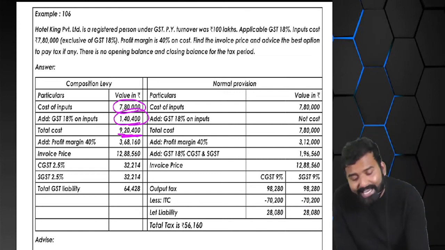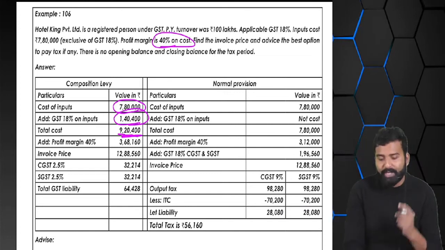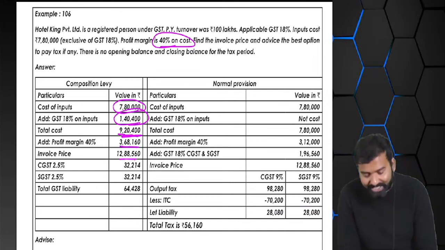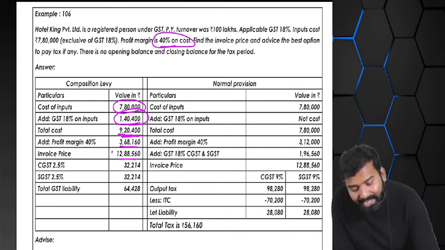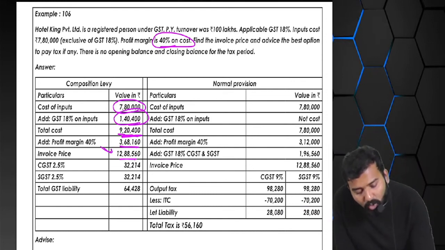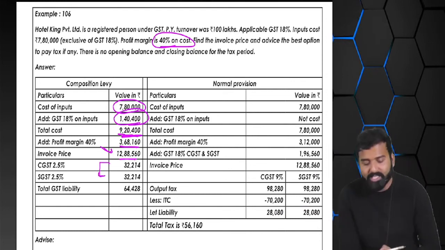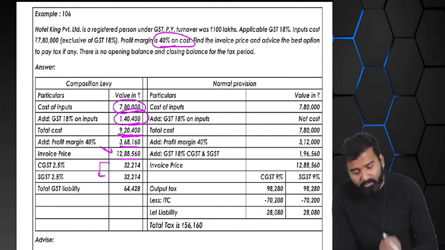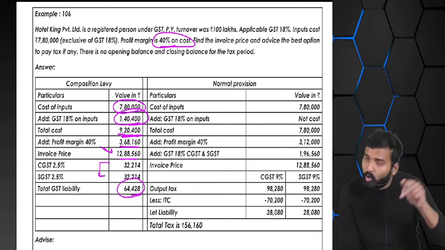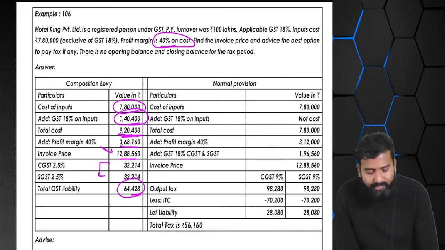The question says you have to charge 40% profit on the cost. So his profit margin is 40% and his invoice price is 12,88,560. So this is his sale price. He will be charging the customer 12,88,560 and he will be paying 2.5% on this. Out of it, 2.5% is CGST and 2.5% is SGST. So the total GST he will be paying from his own pocket is 64,428.